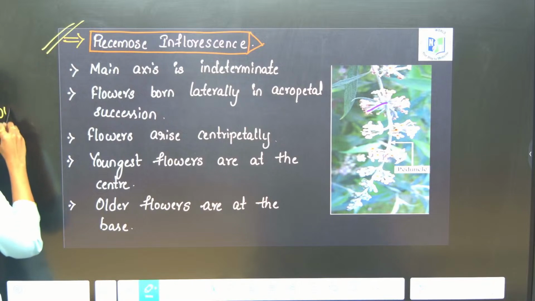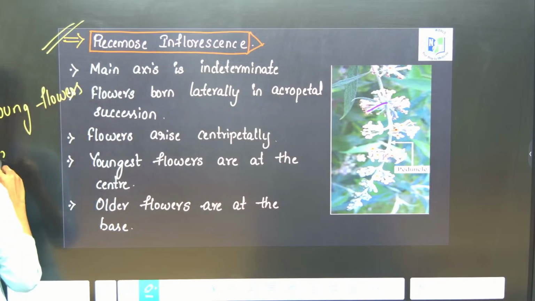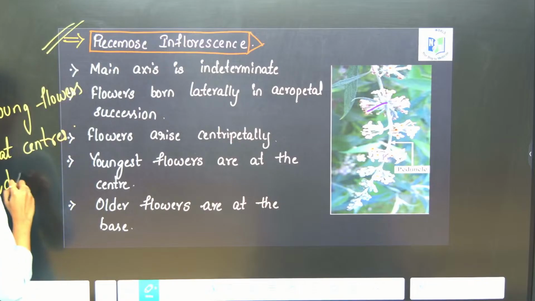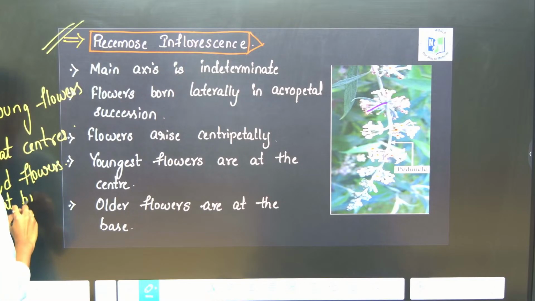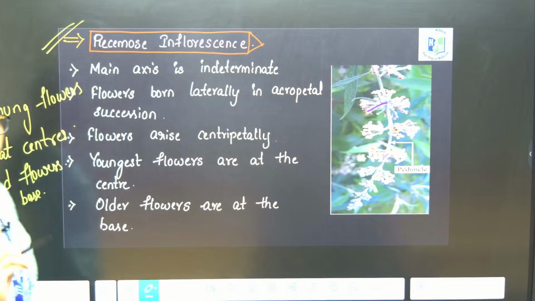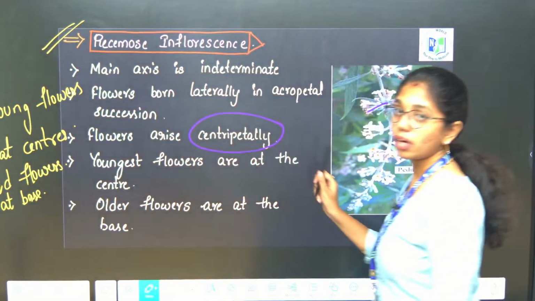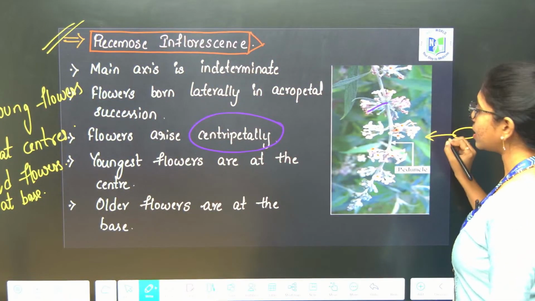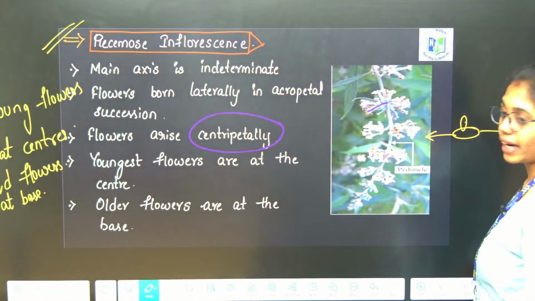Young flowers at the center and old flowers at the base. Here flowers are borne laterally in acropetal succession. Flowers arise centripetally, that is from center to periphery. Flowers arise centripetally, the youngest flowers are at the center and older flowers are at the periphery.